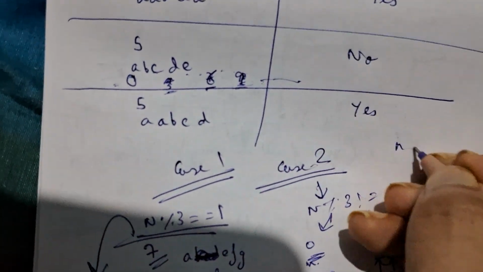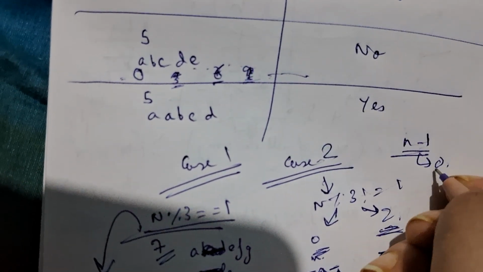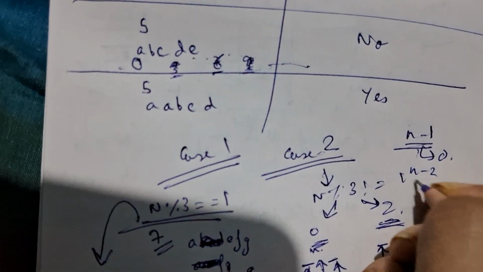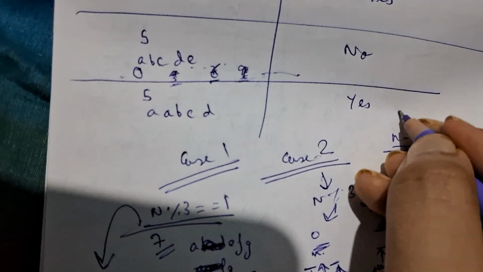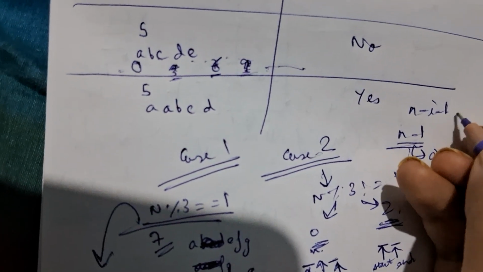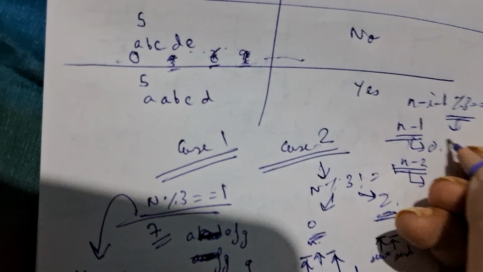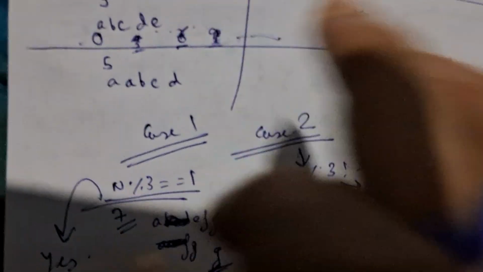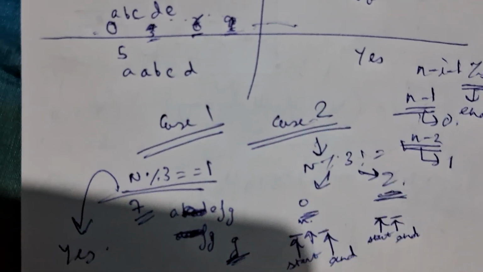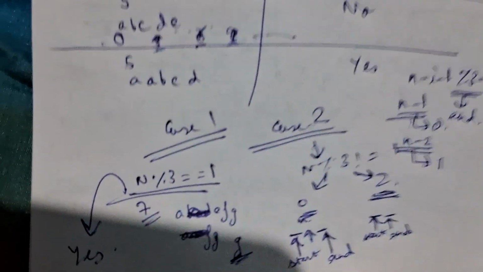So let's say n minus 1. For this n minus 1, this becomes 0. For n minus 2, this becomes 1, right? So if n minus i minus 1 is divisible by 3, then this satisfies the end position. Similarly, since we are going to delete from the front, for the end we are going to delete from the end. So after doing this operation, we have to check if the characters at start and end are equal or not.